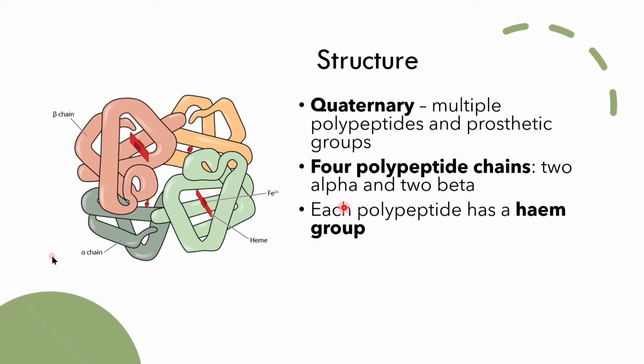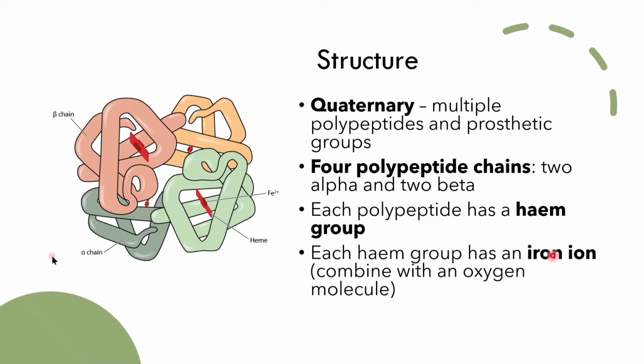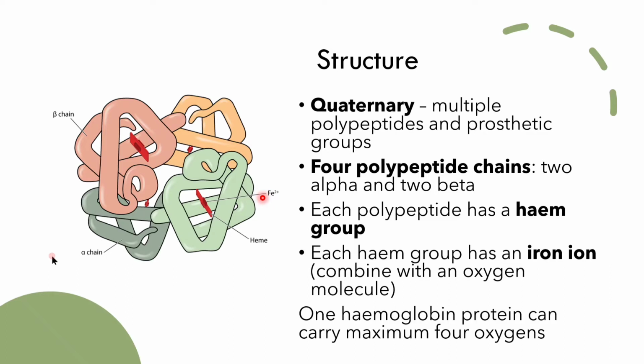And each of these 4 subunits has a heme group. And each heme group has an iron ion. And it's this iron ion, this Fe2+ ion, that can combine with the oxygen molecule. So if each polypeptide, each subunit, has 1 heme group, and each heme group has 1 iron ion, and this iron ion can bind to an oxygen molecule, then one haemoglobin protein can carry a maximum of 4 oxygens.